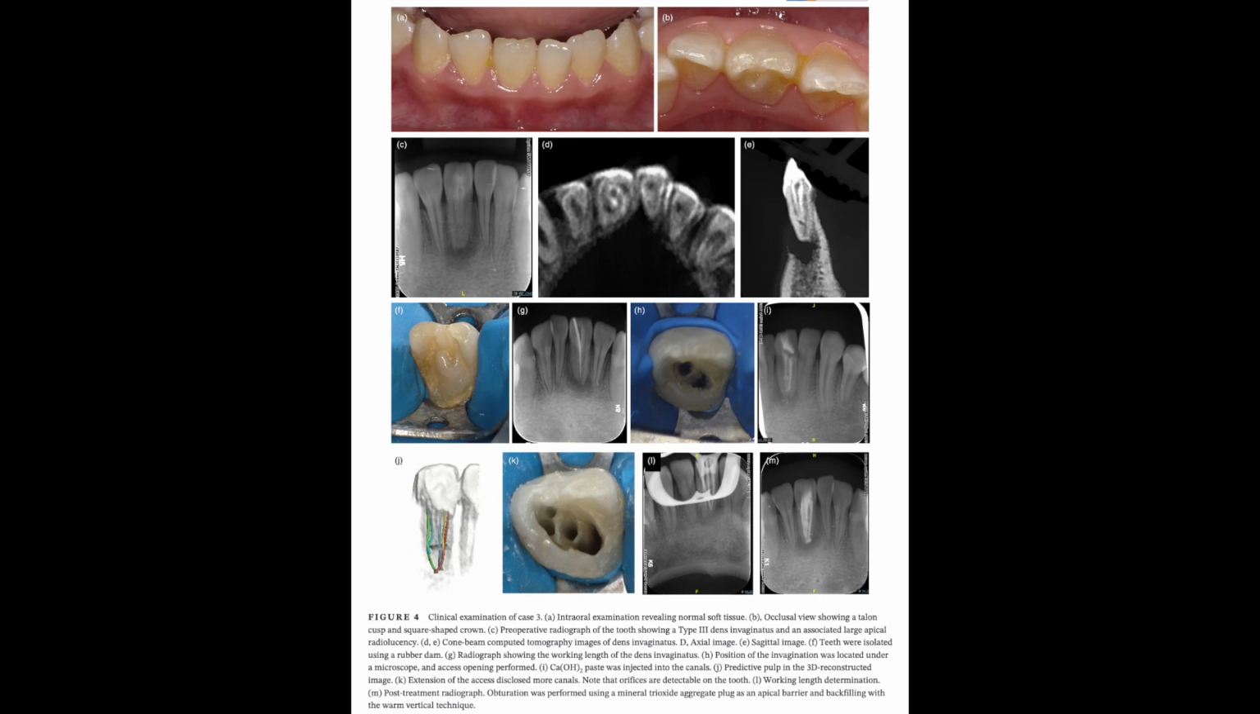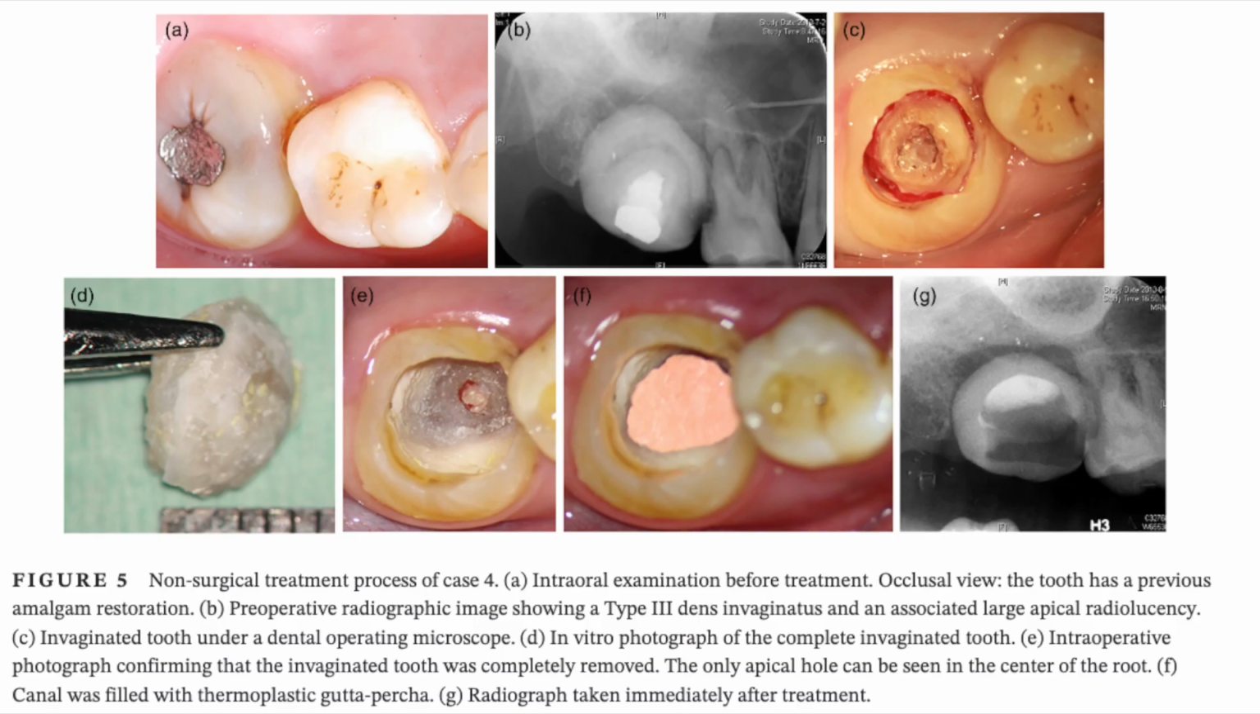You can see that the complexity of type 3 dens invaginatus necessitates a tailored approach to endodontic treatment. This case series emphasized the importance of accurate diagnosis using CBCT to understand and interrogate the anatomy of the dens invaginatus. A proposed new classification system based on three-dimensional images is introduced, categorizing type 3 dens invaginatus into three categories based on the spatial relationship of the invagination to the main canal. This classification aims to enhance treatment planning and outcome.